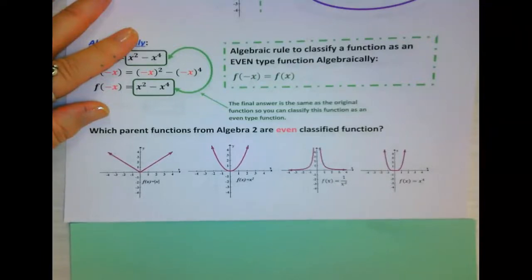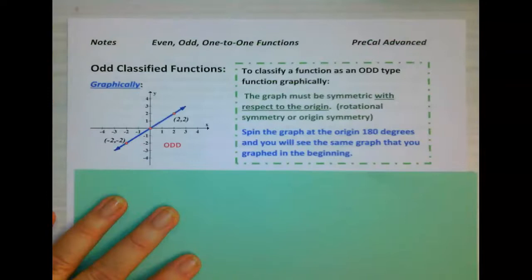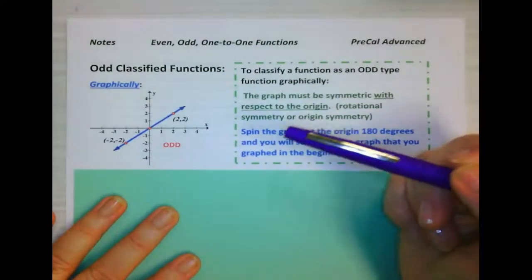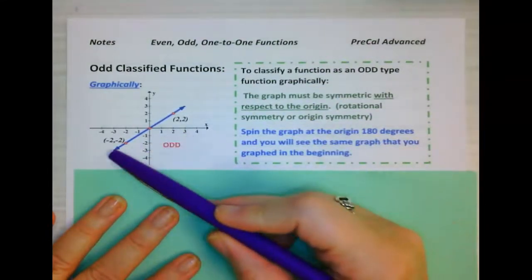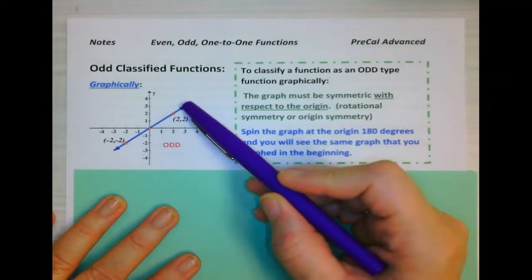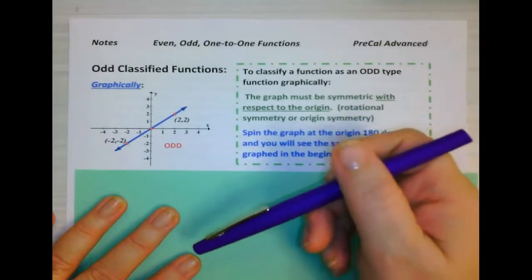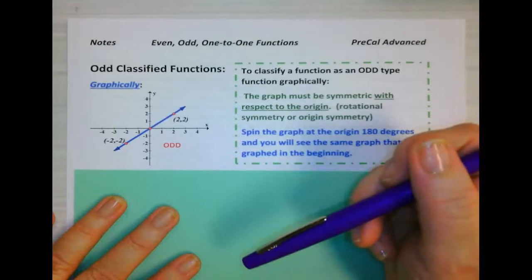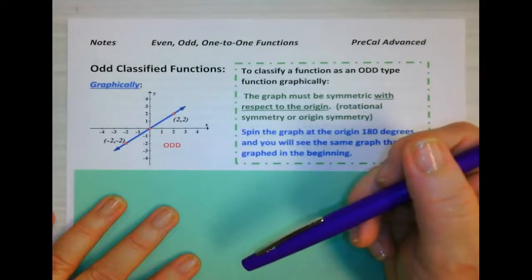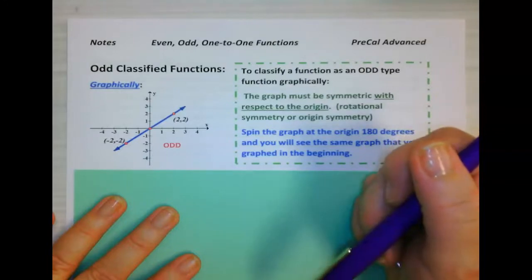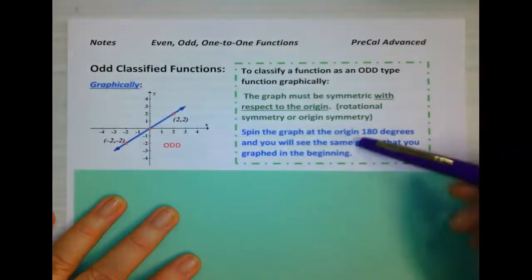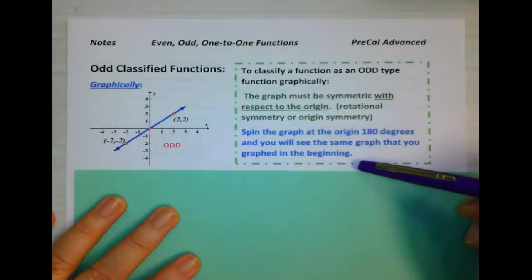Now let's talk about odd classified functions. Odd classified functions graphically, we'll start with graphically again, means that I have my function here and it is symmetric with respect to the origin if it is an odd classified function. So sometimes we call that rotational symmetry, sometimes it's called origin symmetry. But really, here's the nifty visual for me: if you spin the graph at the origin 180 degrees, you see the same thing you started with.